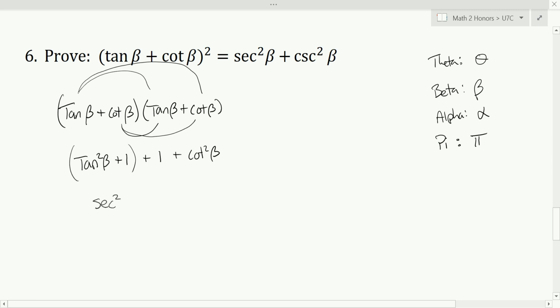And what is tangent squared plus 1? Secant squared. And what is 1 plus cotangent squared? Cosecant squared.